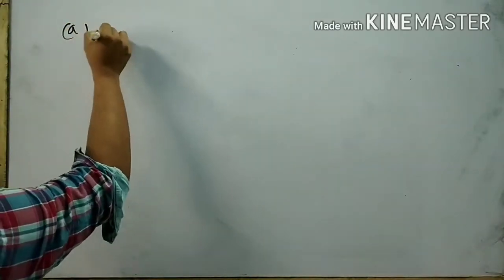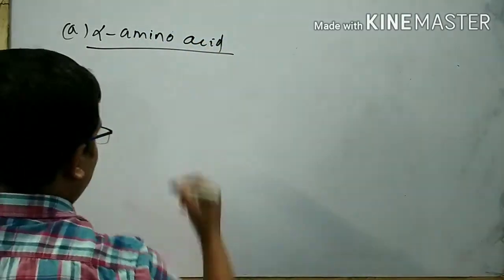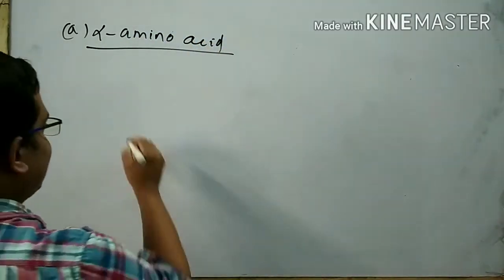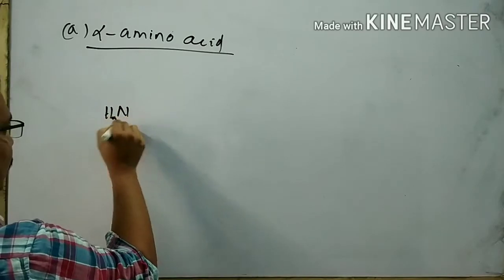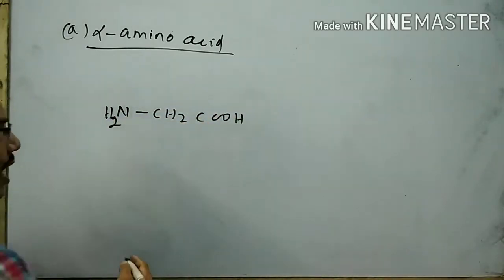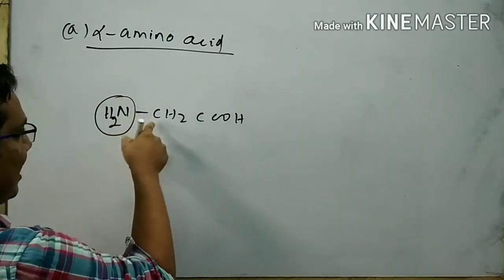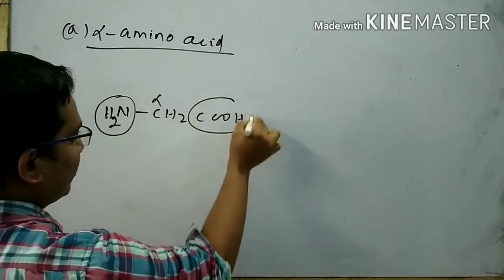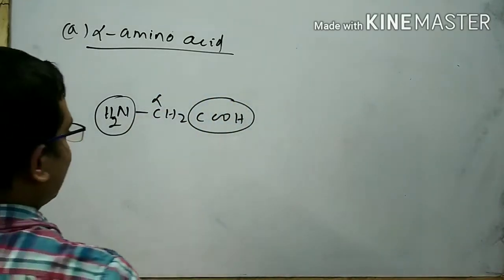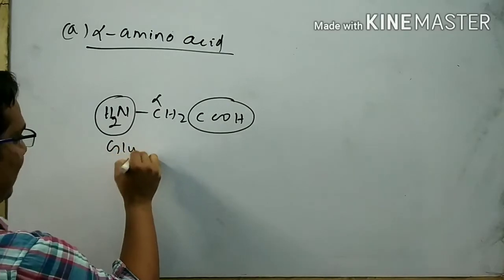Now I will discuss the alpha amino acid. Take an example of an alpha amino acid: NH2-CH2-COOH. This is said to be an alpha amino acid because the NH2 group is attached to the alpha carbon with respect to this functional group. The name of this alpha amino acid is glycine.